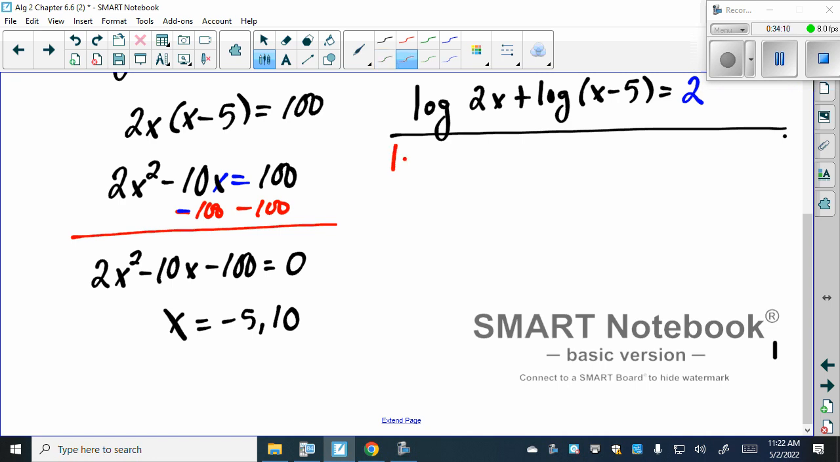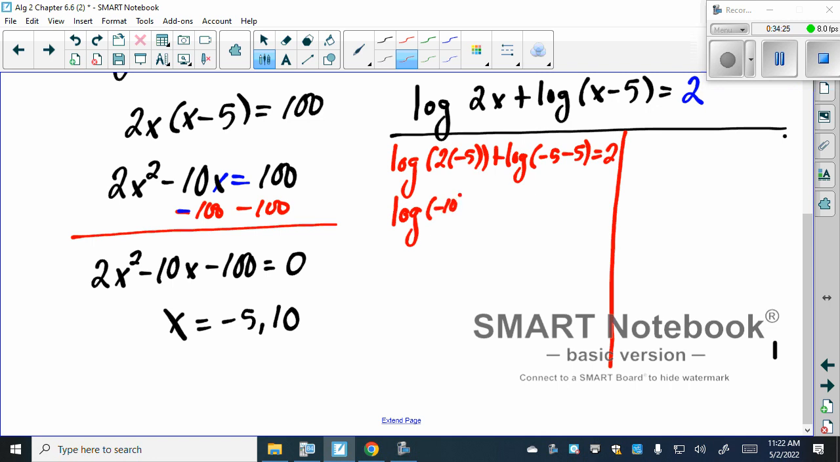So if I start off with negative 5, log of 2 times negative 5 plus log of negative 5 minus 5 equals 2. Well, 2 times negative 5 is negative 10 plus log of, do I have a negative inside the log? Yes. So that tells me that negative 5 does not work. It is not a solution.